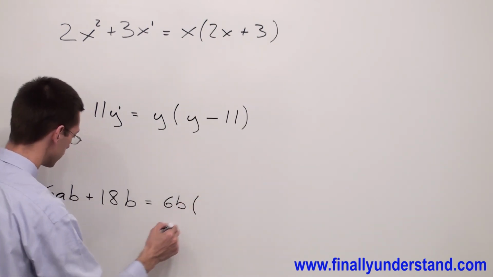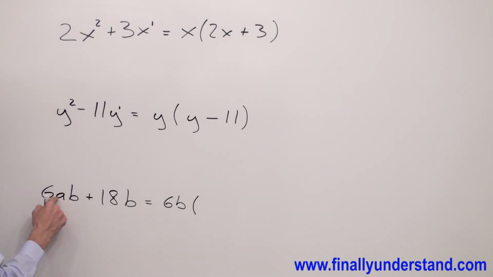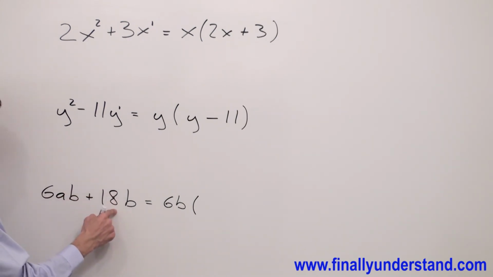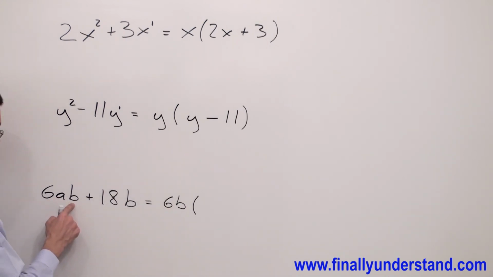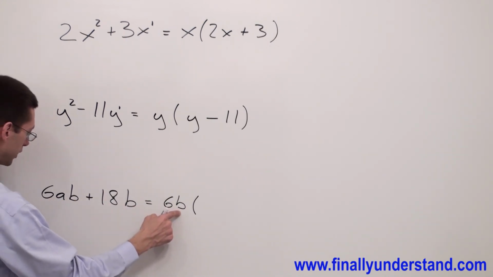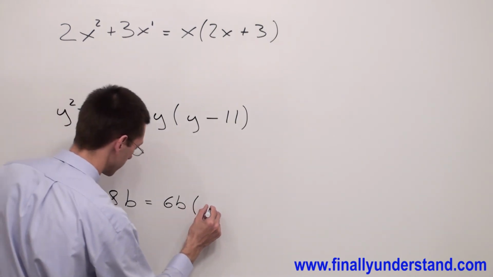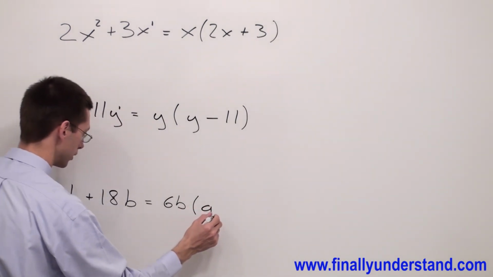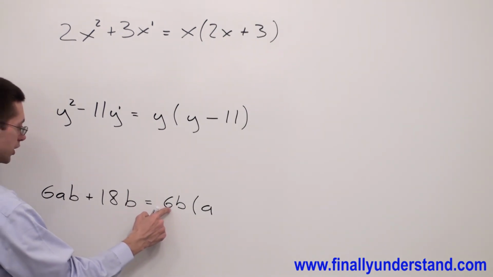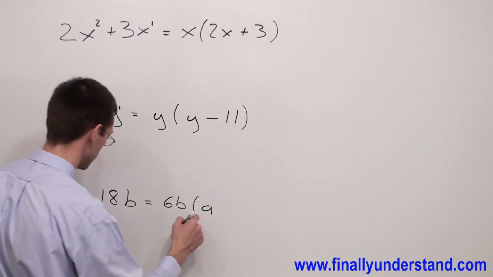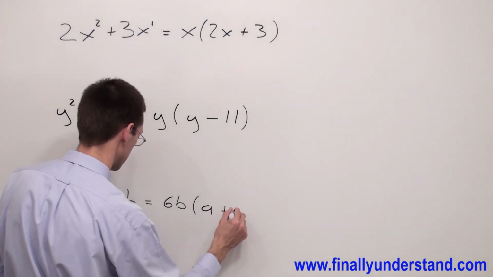What do I have to write inside of the parentheses? Simply divide every single term of my binomial by my common factor. 6ab divided by 6b is simply a. Positive 18b divided by 6b is plus 3.